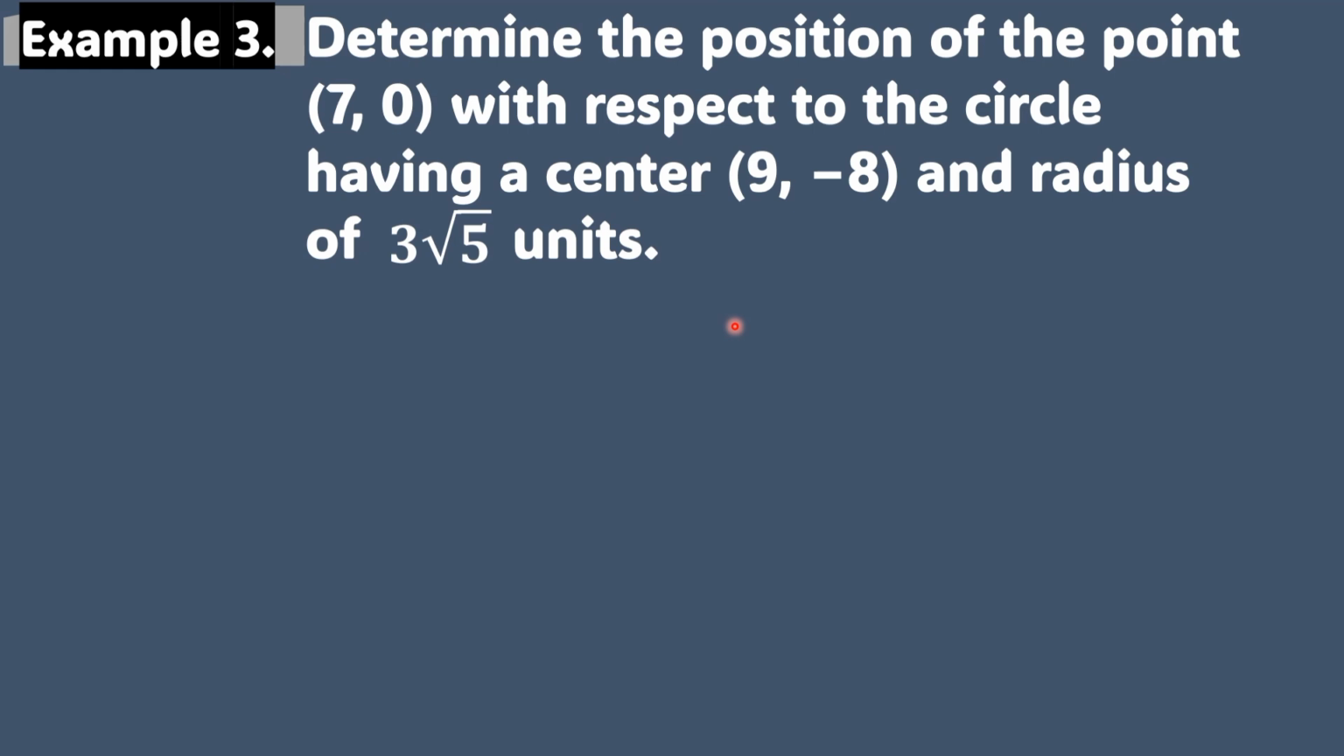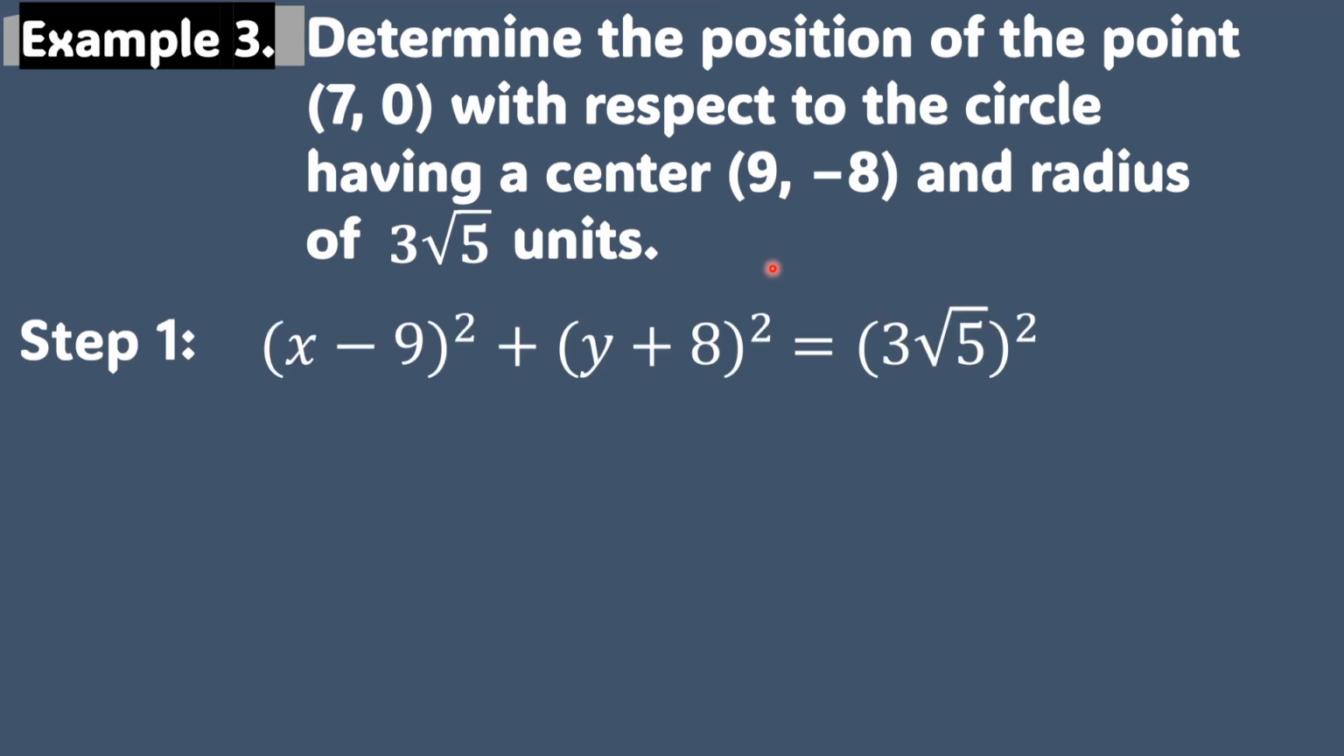Example 3. Determine the position of the point (7, 0) with respect to the circle having a center (9, -8) and radius of 3 square root of 5 units. Step 1. Substitute the h, k into the equation of the circle in center radius form. That is the square of x minus 9 plus the square of y plus 8 equals the square of 3 square root of 5.